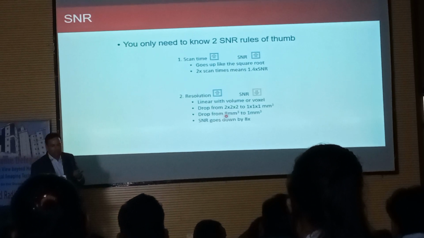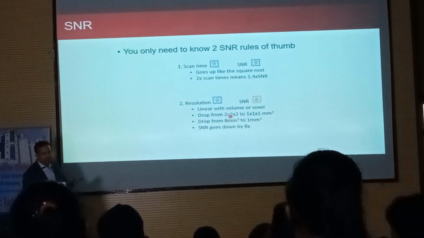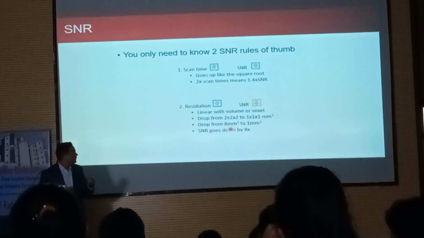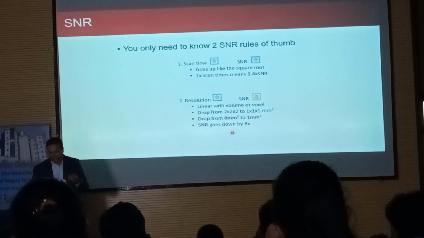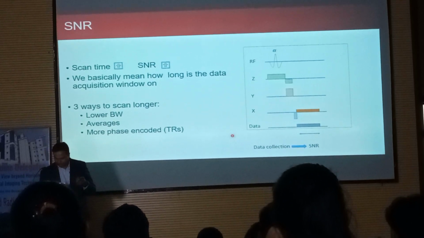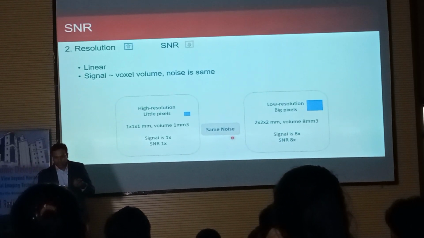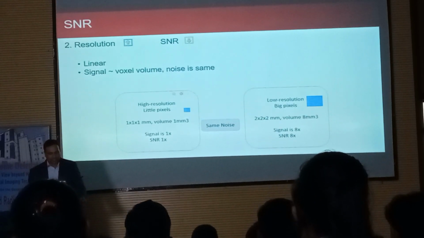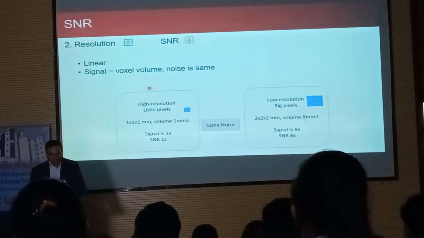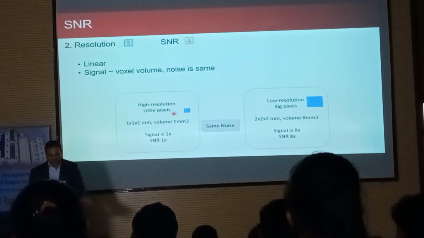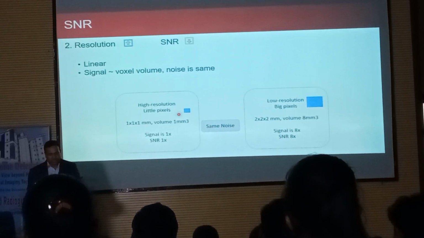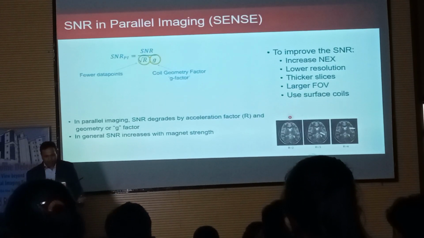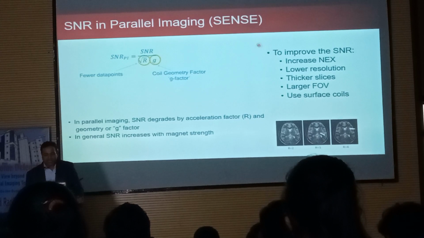So like here, if you want to improve your resolution from a voxel of 2x2x2 to 1x1x1 millimeter cube, or dropping from 8 millimeter cube to 1 millimeter cube, our SNR goes down by 8 times. The resolution is linear, unlike SNR, and here it depends upon the pixel size. So if you have a small pixel, you will have higher resolution. If you have a bigger pixel, you will have low resolution. However, SNR is also affected by parallel imaging.